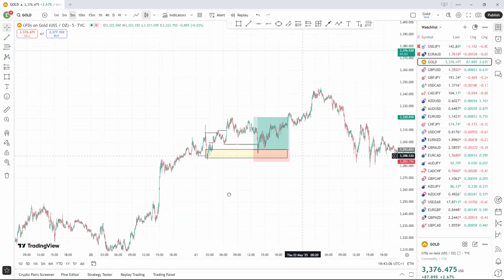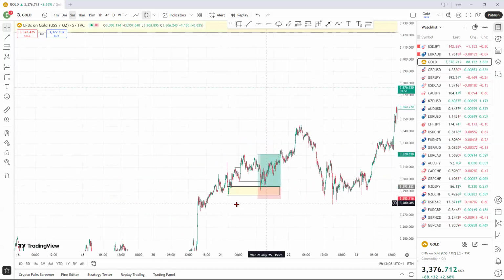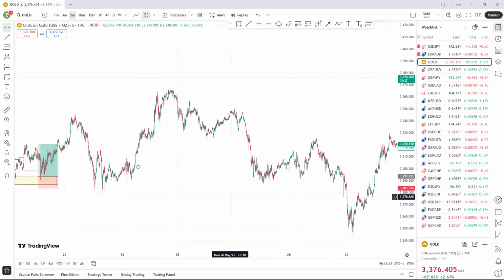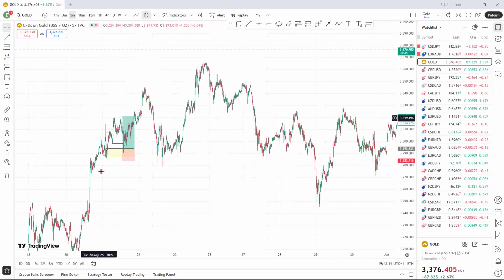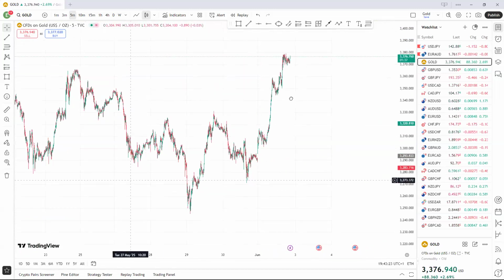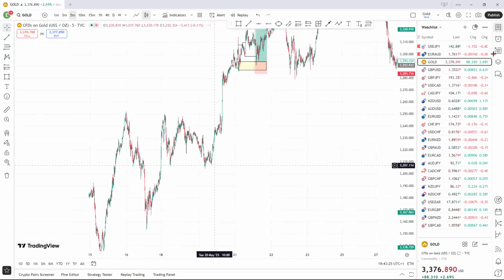Personally, I won't take this trade because the RR is very low. I like taking trades of 1 to 5, 1 to 6 and above. But if I was giving it out, yes, I would have given this trade out as a low probability trade because the RR is not appealing.